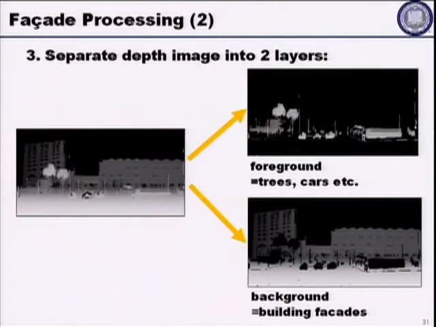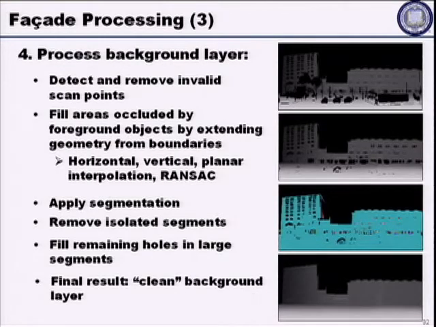So you start with this kind of image. It's separated into foreground and background, as I was just talking about. The background ends up being the buildings, and the foreground is the trees and the cars and various other things. You apply a bunch of techniques that I won't go over in detail to fill out the holes in the background, which is the buildings. You apply some interpolation techniques, and at the end you end up with a clean background which consists of the facades of your buildings.